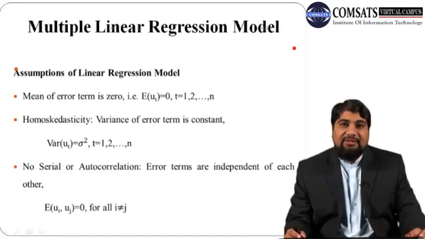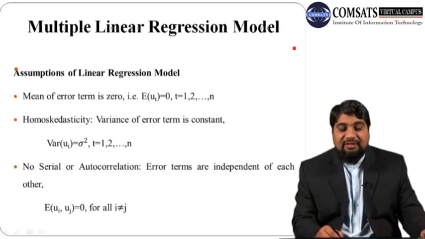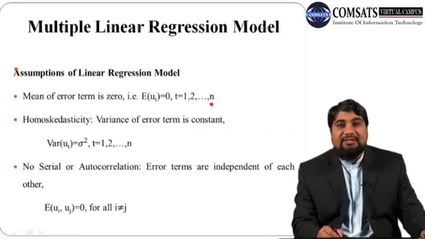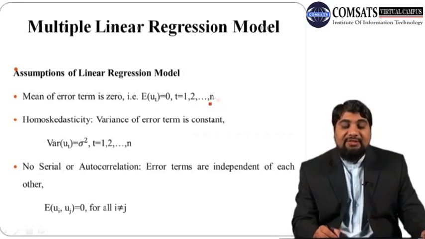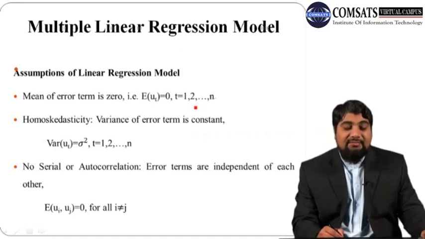So these assumptions are very crucial. So let us discuss these assumptions. So first assumption states that mean of error term must be 0. That is, expected value of ut must be 0 for all t, whether t is 1, t is 2 and t is n. So it means expected value of u1 is 0, expected value of u2 is 0, expected value of un is 0. Second assumption is called homoscedasticity.